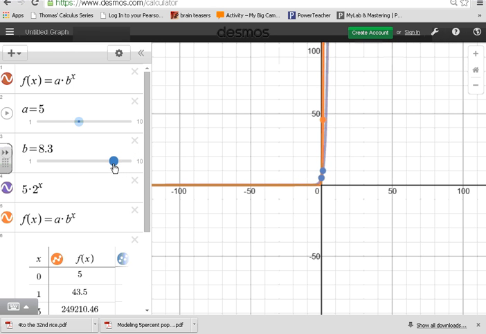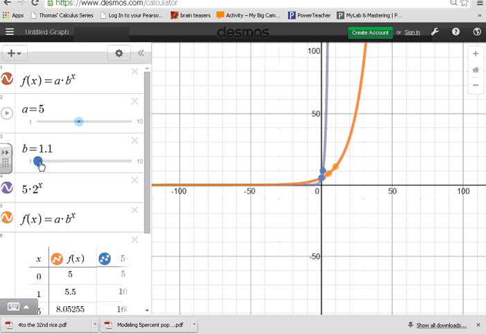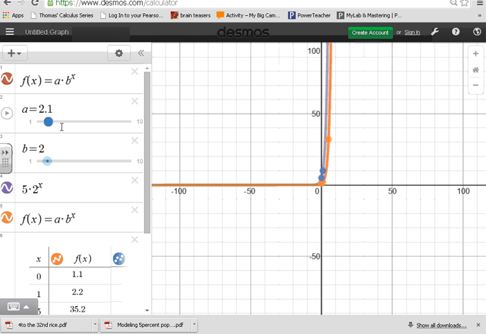Now look what happens when I decrease my B value until it becomes 1.24, and now it's 1. So when I change the a value, I'll put this back to 2. When I change the a value, not very much change in the curve.